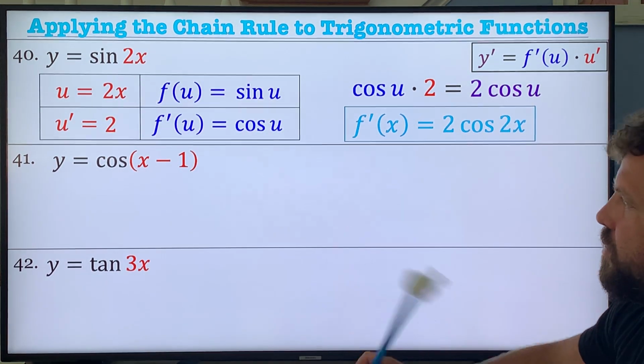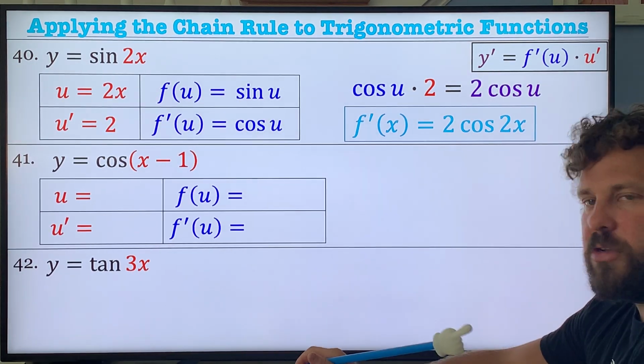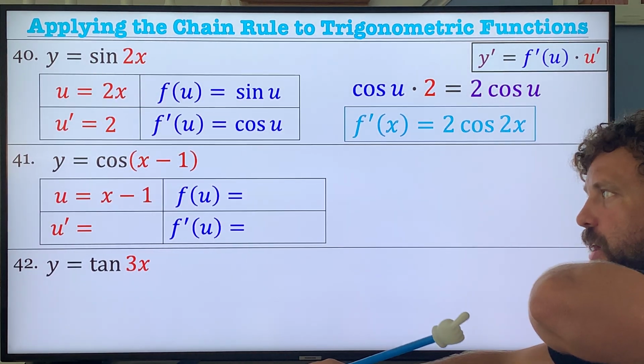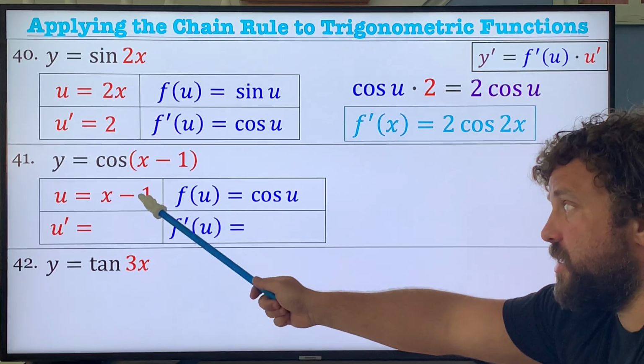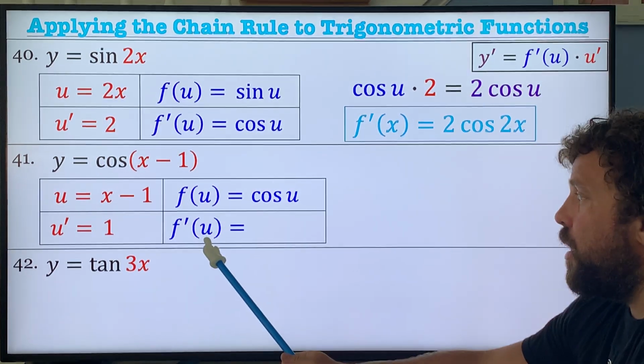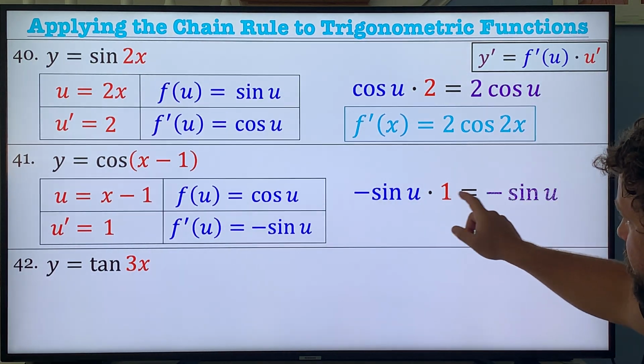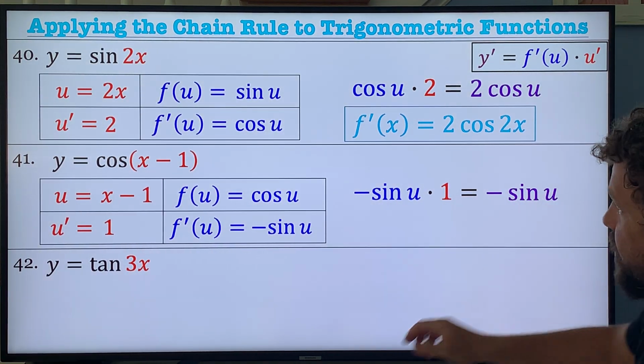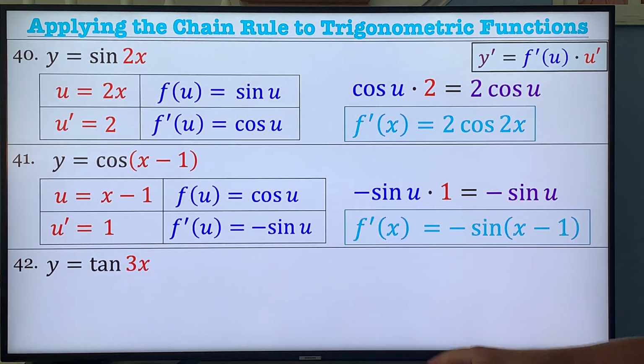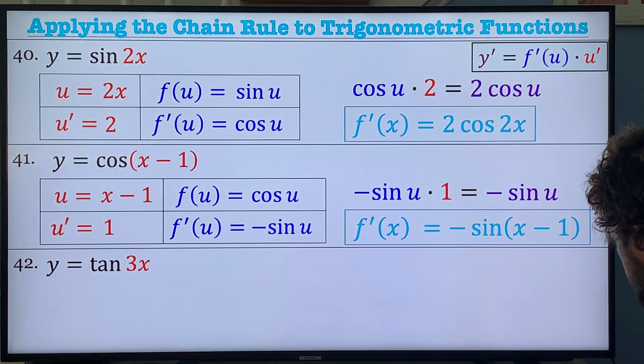You can write it out if you need to. What's your u? X minus 1. F of u is cosine u. Derivative of this is 1. Negative sine u. Negative sine u times 1 is just negative sine u. Negative sine of x minus 1. Trig functions are easy.